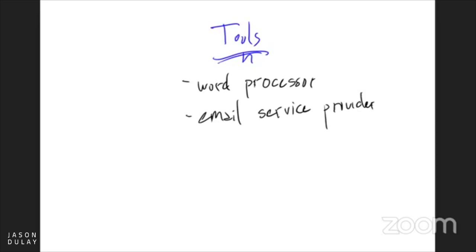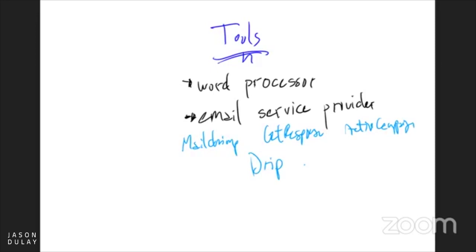And the email service provider is the software or the app that sends emails, that does the automation we talked about earlier. And there are a whole bunch of them. There's MailChimp, there's GetResponse, there's ActiveCampaign, there's Drip. There is, what's that popular one? I can't remember the name now, but there are hundreds of different email service providers out there.